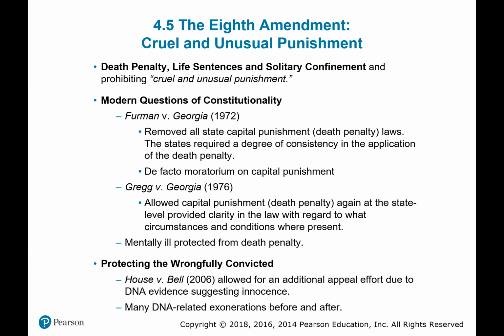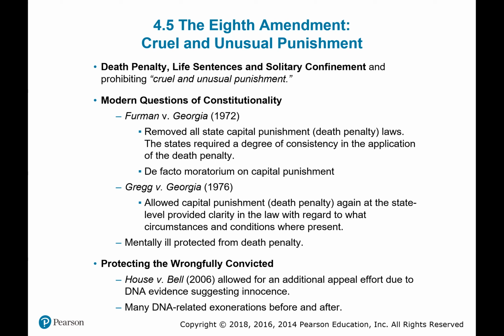And the modern cases, Furman v. Georgia was the big one, 1972, and that removed all state capital punishments. So the death penalty laws were all removed. However, the states could come up with something else, and it would be either approved or not at the federal level. But there needed to be a degree of consistency in the application of the death penalty, how it was carried out, etc. This created a de facto moratorium on capital punishment for several years.